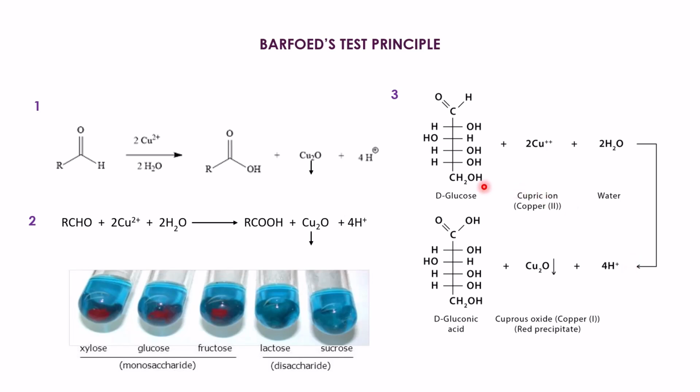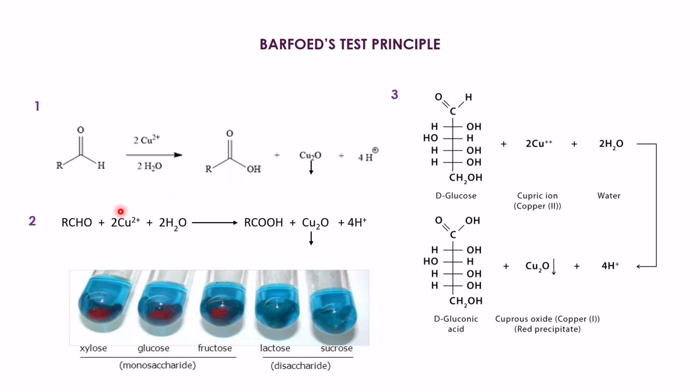So these are the various chemical equations or reactions explaining the principle behind the Barfoed test. If you look at the first reaction over here, the reducing sugar reduces the cupric ion in the Barfoed reagent to cuprous oxide, which is seen as a brick red precipitate. And what you also have to note is that the reducing sugar is also oxidized to carboxylic acid.